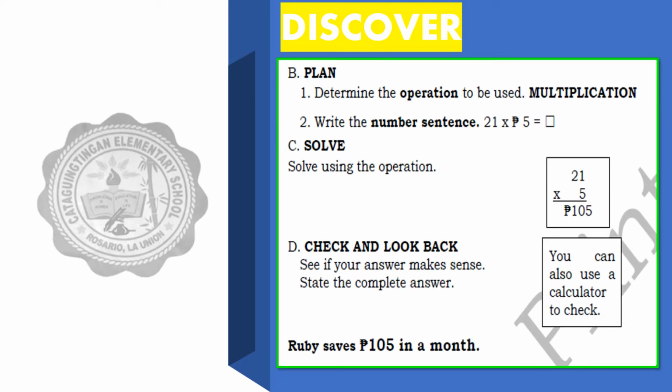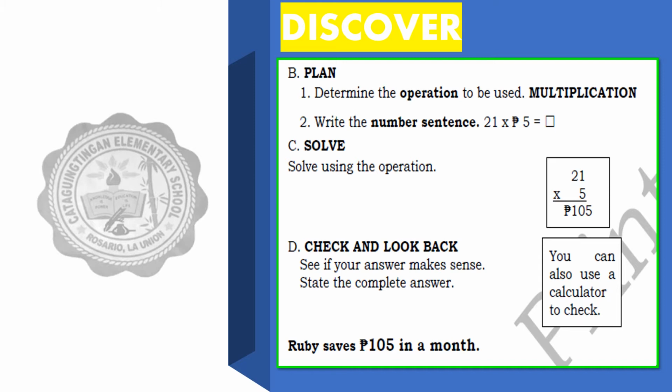We're now in our second step, which is the plan. So, what is the operation to be used? Or determine the operation to be used. So, what is the operation to be used, class? Very good. It's multiplication. Now, we will write the number sentence. So, the number sentence will be 21 school days times 5 pesos.